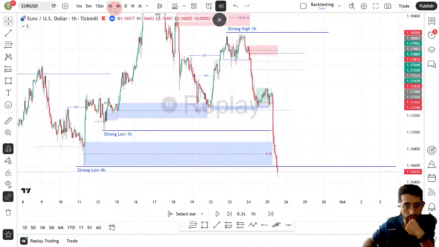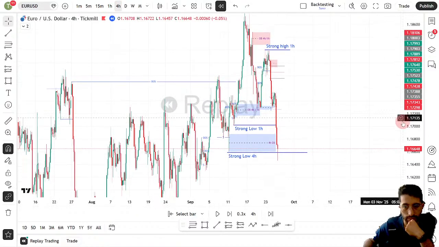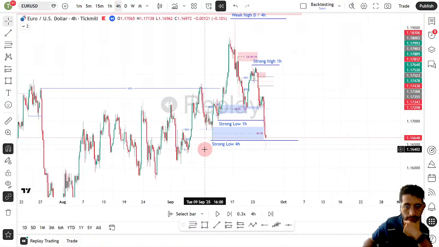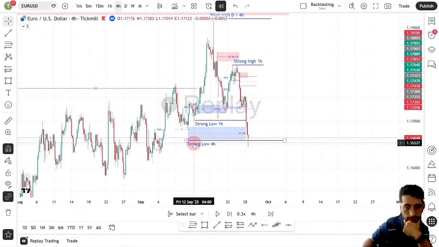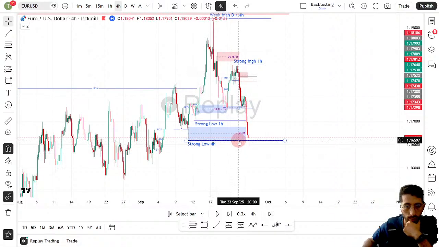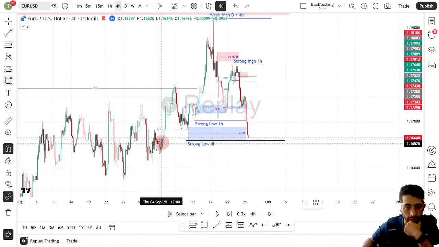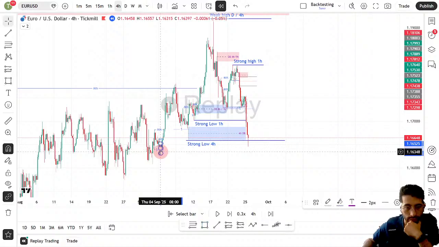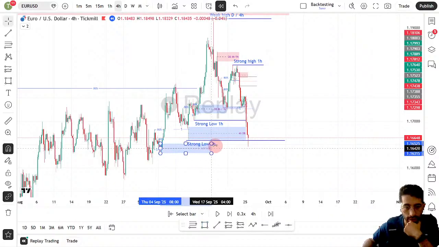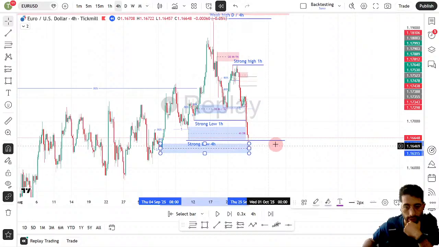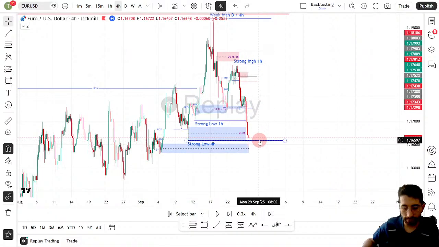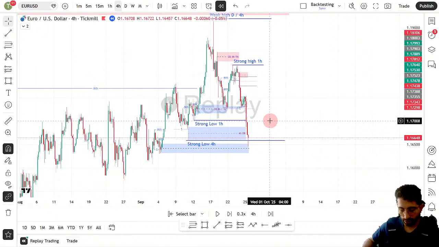So let's go to the 4 hour time frame and see what is happening. Right, so this is a strong low on the 4 hours. The price is reacting on this order block. Do we have an end of a range in 4 hours? Not yet. Why? Because we don't have a break of structure, a market shift with a body of the candle. It's just a liquidity sweep.